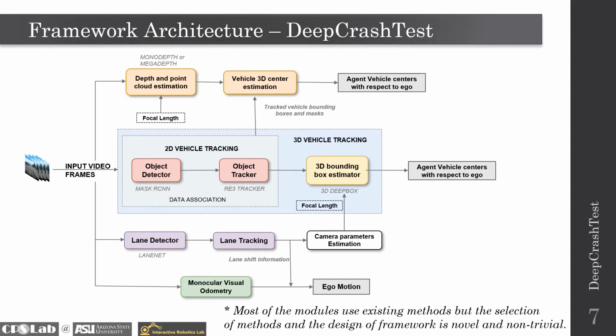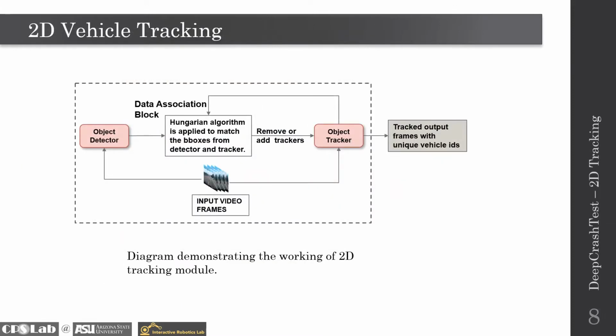We will now discuss the individual components of this framework. The 2D vehicle tracking module comprises of an existing deep learning based object detector and tracker combined together with the help of a data association block. Within this data association block, we apply linear sum assignment to match the bounding boxes of the detector and the tracker at each frame to synchronize their outputs.